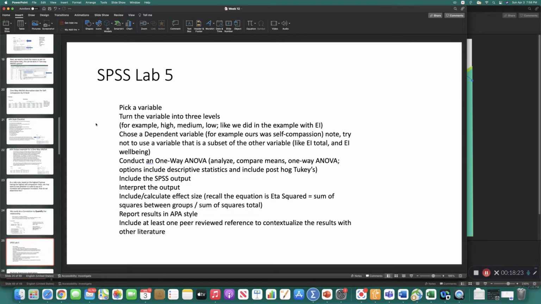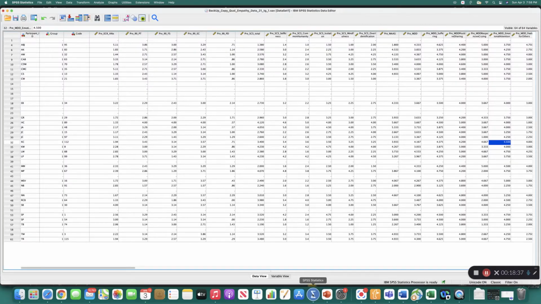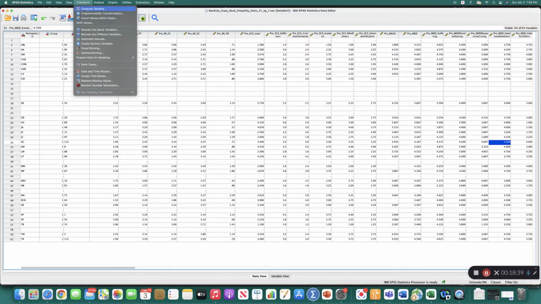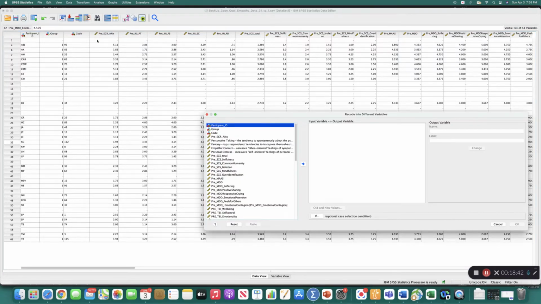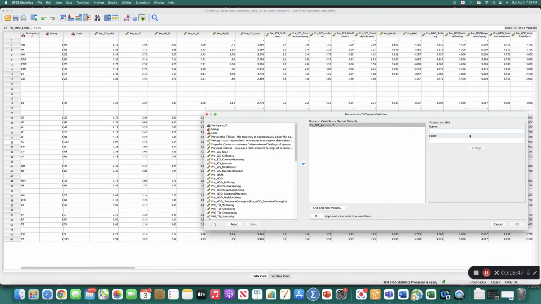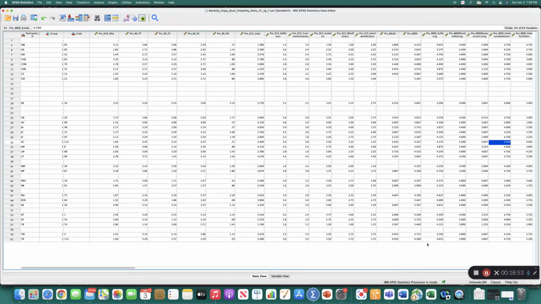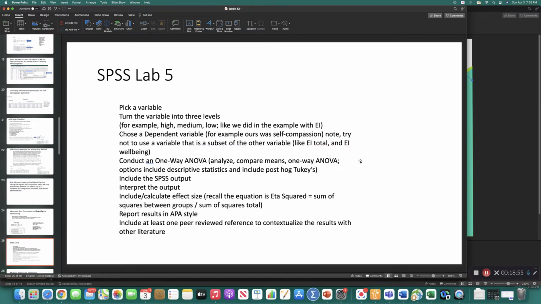All right, so one good way to practice conducting a one-way ANOVA is to take a variable from a data set and turn it into 3 levels. So for example, in SPSS, we can go to Transform, and we can say Recode into Different Variables. And then we can identify a variable that we want to use, and we can label it. Once we label it, we can click on Change, and we can put in the values and the information, and we can change that to represent what we're interested in looking at.